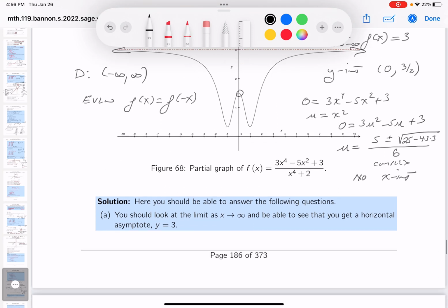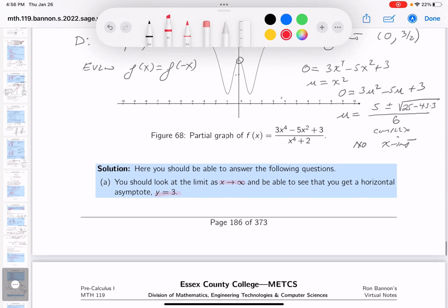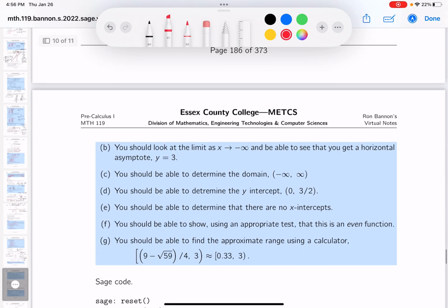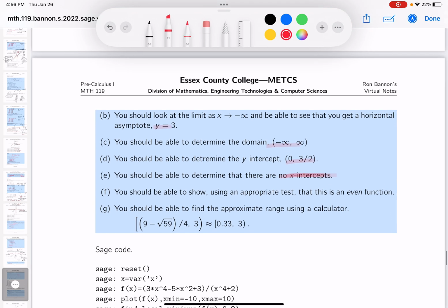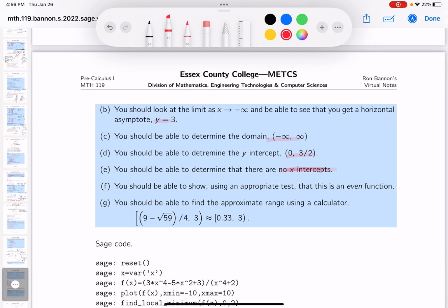All right, let's take a look at what's written down. Certainly, looking at it, they talk about looking at the graph, talk about looking at limits. They got this over here, a horizontal asymptote. Again, looking at both minus and plus infinity, y equals 3. The domain of it, fairly simple. The y-intercept, fairly simple. The fact that there's no x-intercepts, fairly simple. Other things, even function, fairly simple.